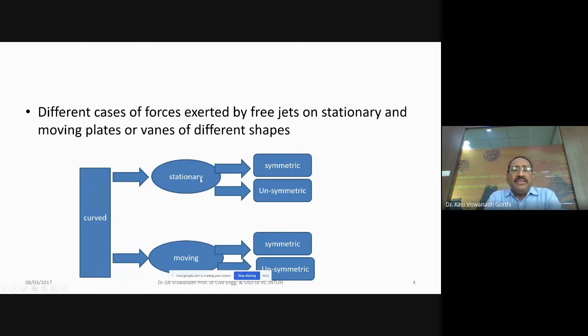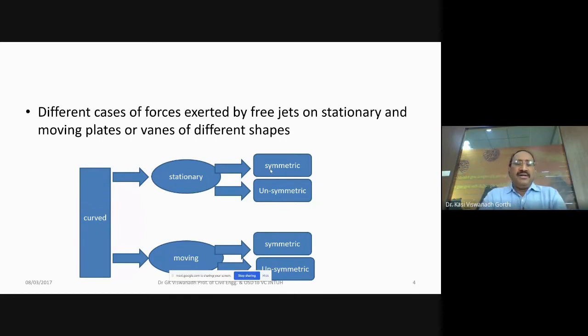In the earlier case, when we used a plate, we said that it is held normal or held inclined. But for a curved surface, we consider with respect to the jet direction whether the surface is symmetric or unsymmetric. Please make a note of this. In the case of a plate, we say it is held normal with respect to the jet direction. If this is the jet direction and the plate is held like this, it is held normal or held inclined.